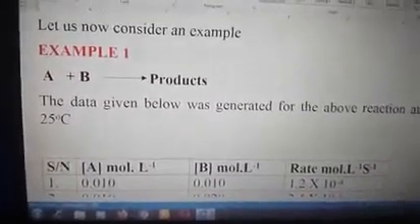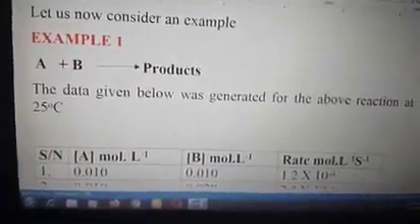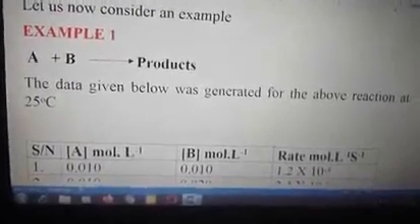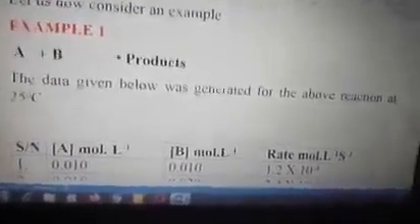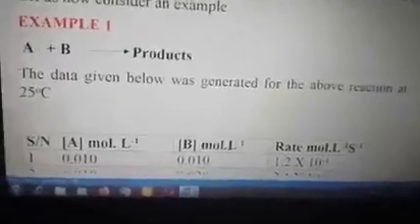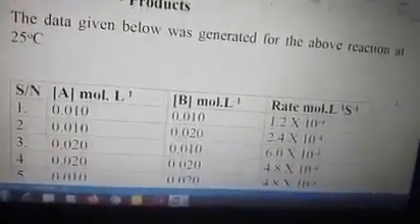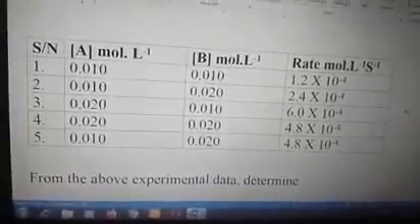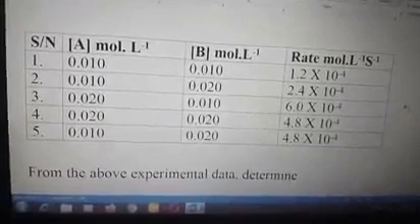Example 1 says A plus B giving us product. We have a bimolecular reaction where A and B are different reactants. And the question says the data given below was generated for the above reaction at 25 degrees Celsius. You can see a table whereby the reactants A and B, their concentrations are given to you.